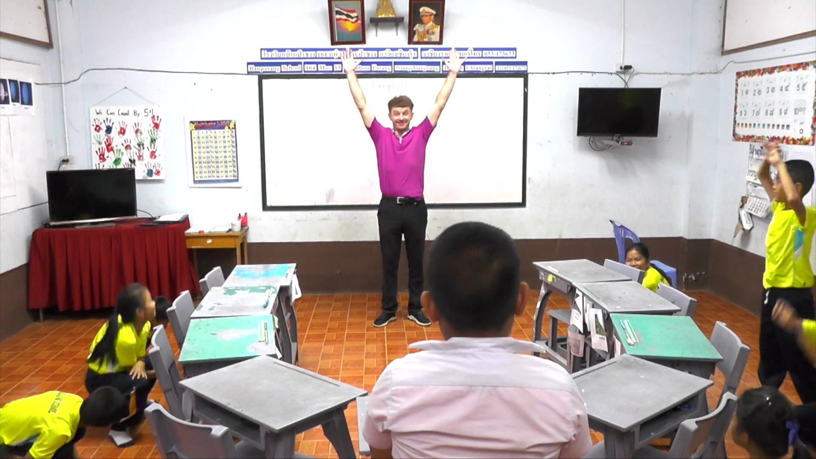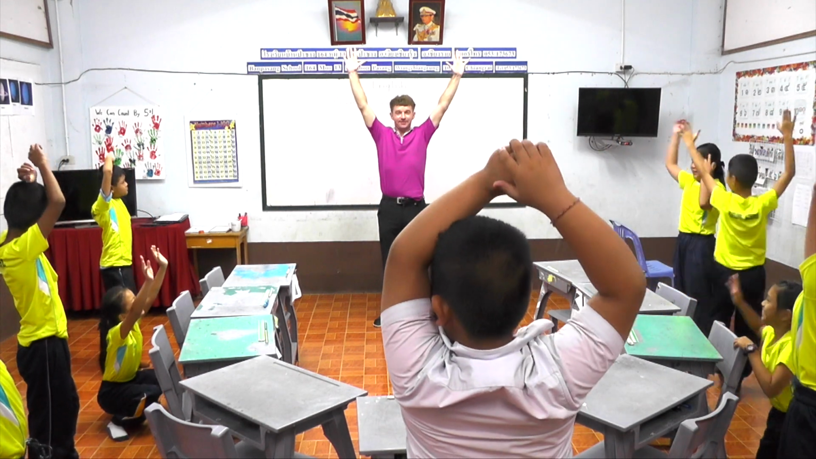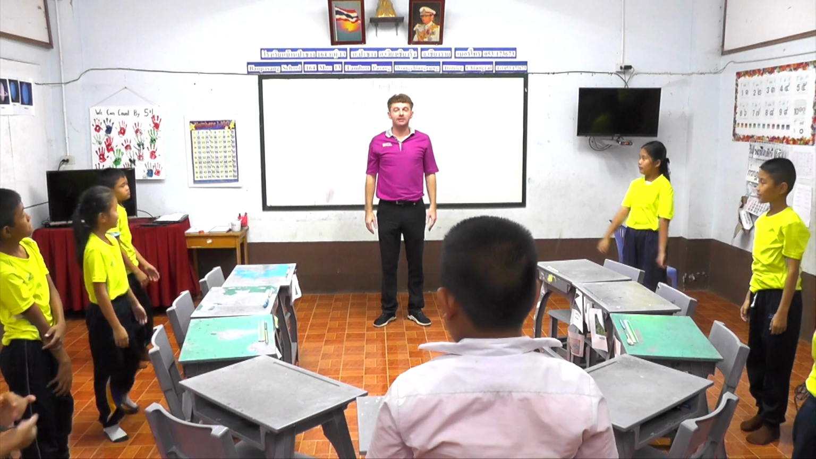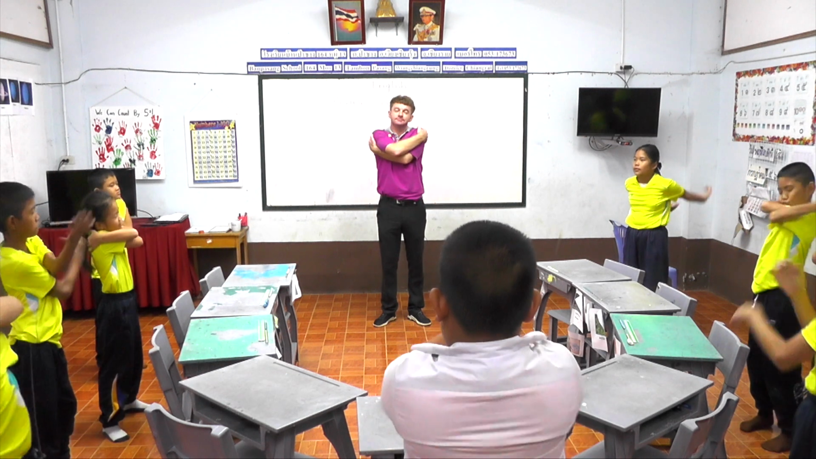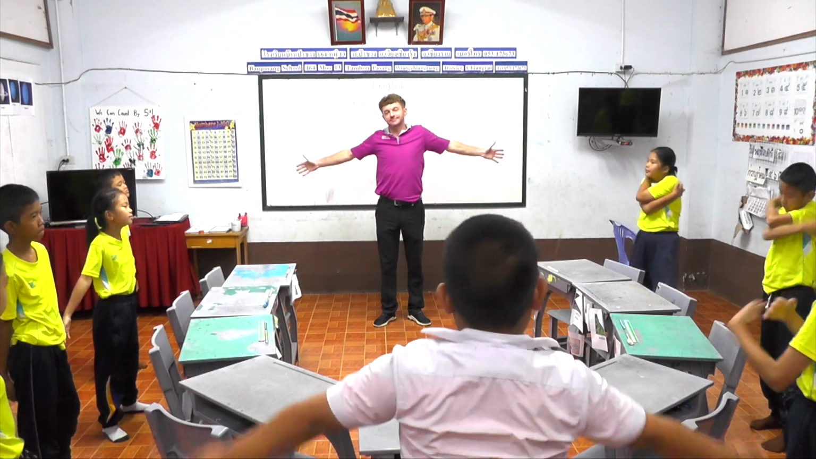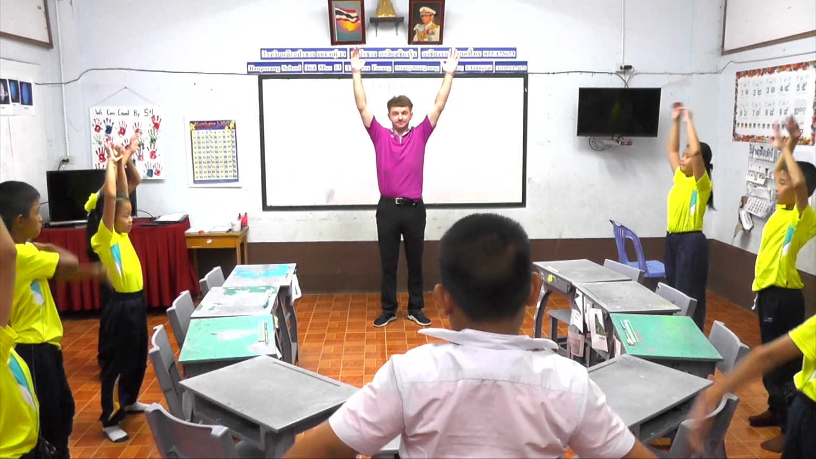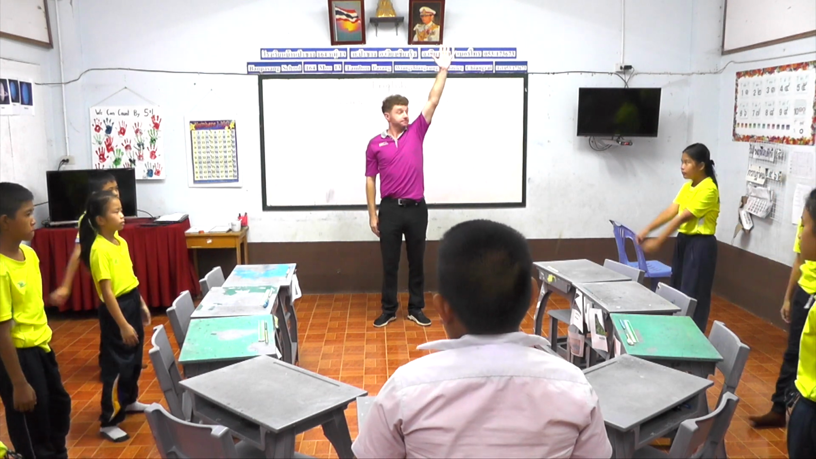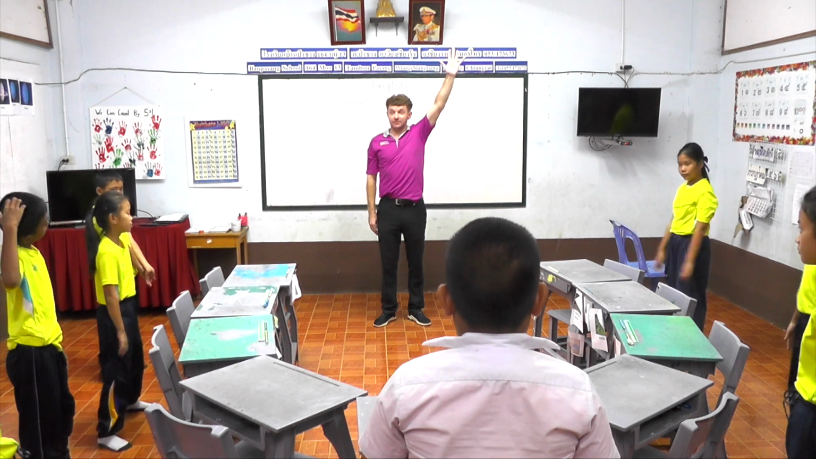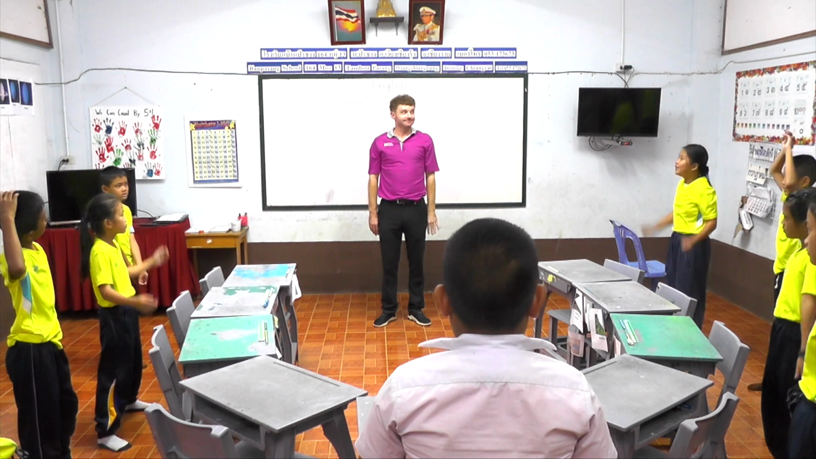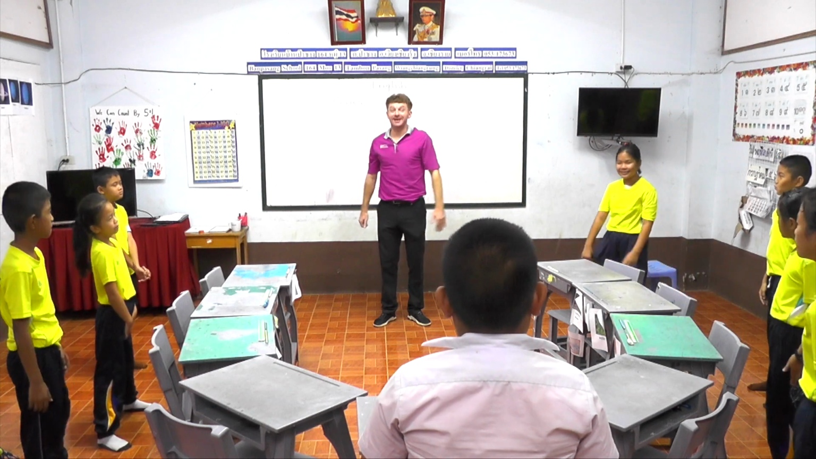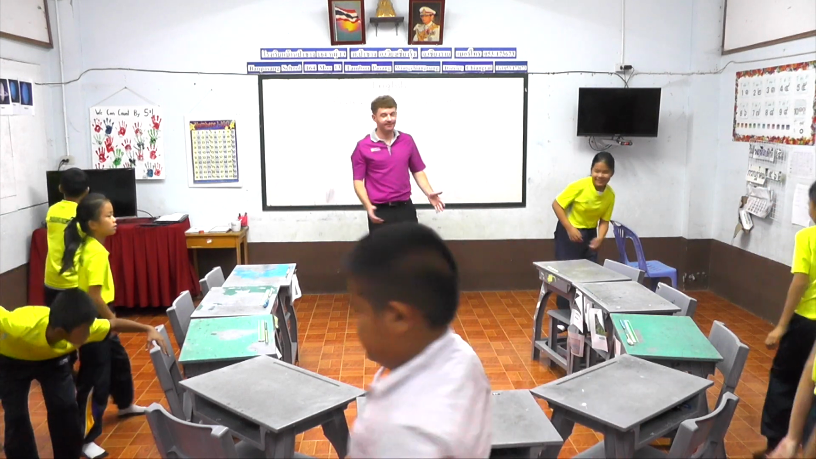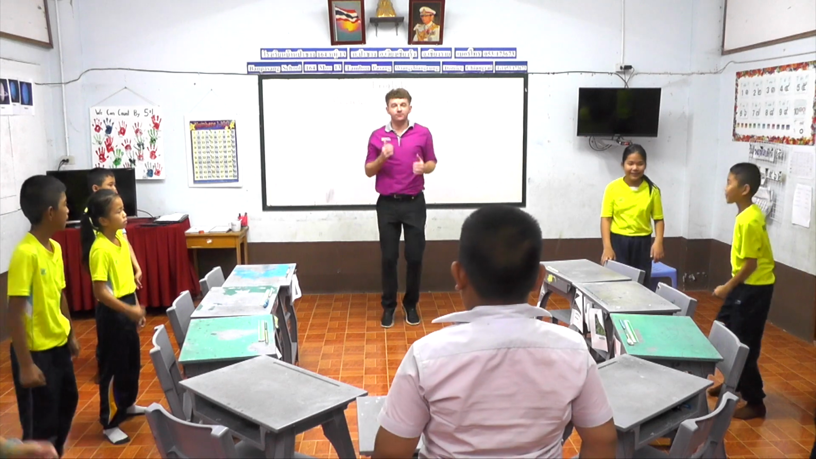Teacher says, arms in the air. Teacher says, arms down. Teacher says, stand up. Okay. Teacher says, hug yourselves. Teacher says, arms out. Teacher says, arms in the air. Teacher says, arms down. One arm up, one arm down. Teacher says, both arms down. Teacher says, turn around. And teacher says, turn the other way. And teacher says, jogging on the spot.